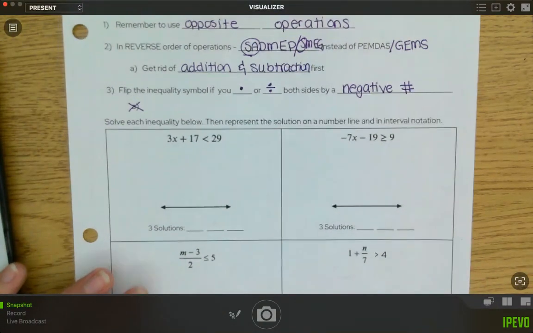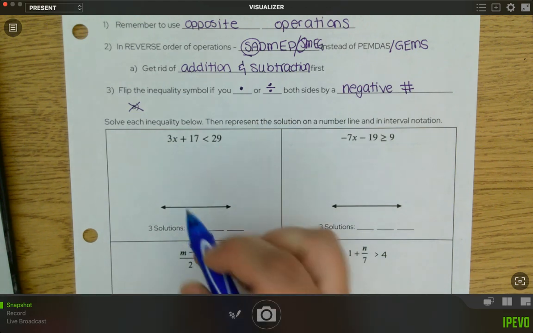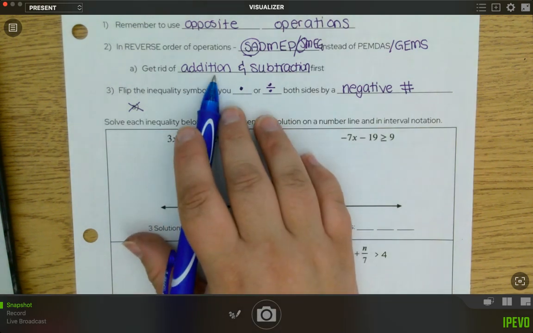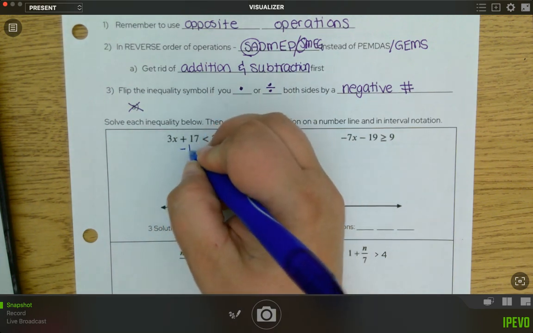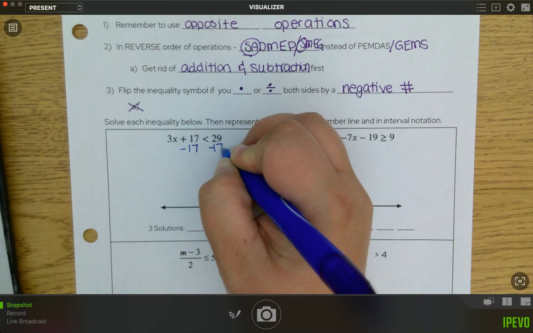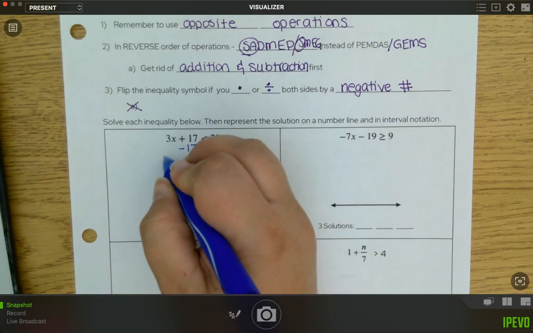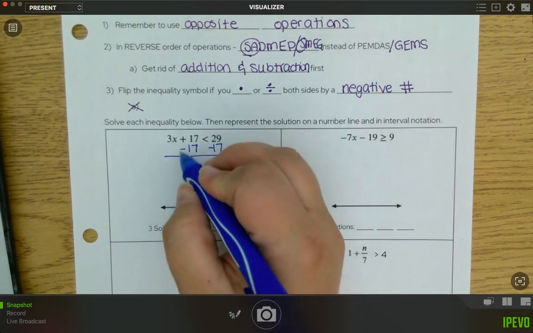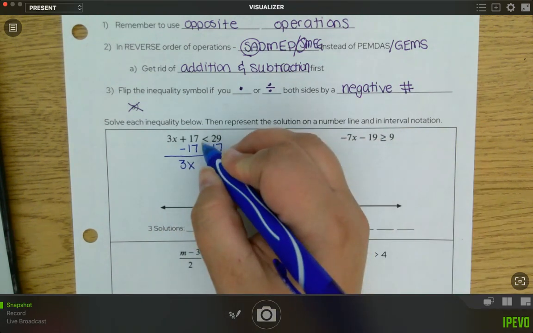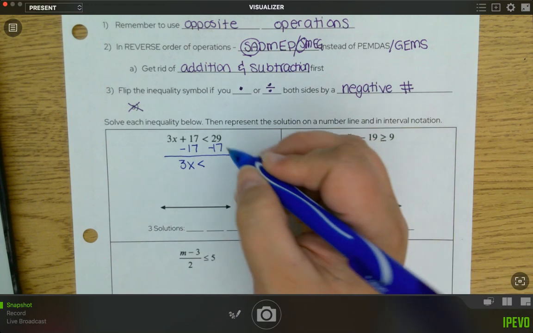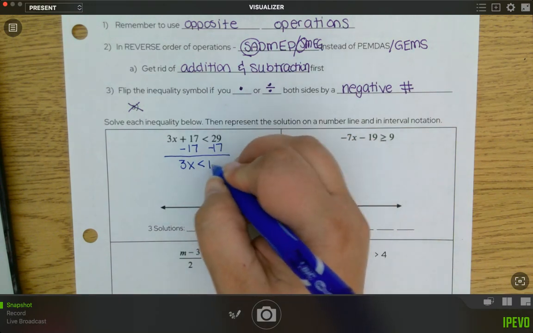Okay, so just like how the difference between one and two-step equations is just an extra step, you're going to have to do two steps instead of one. So we want to undo addition and subtraction first. I see a plus 17, so I'm going to subtract 17 on both sides of the inequality symbol. So then I just have my 3x all by itself. Keep this same symbol of less than, and 29 minus 17 is 12.